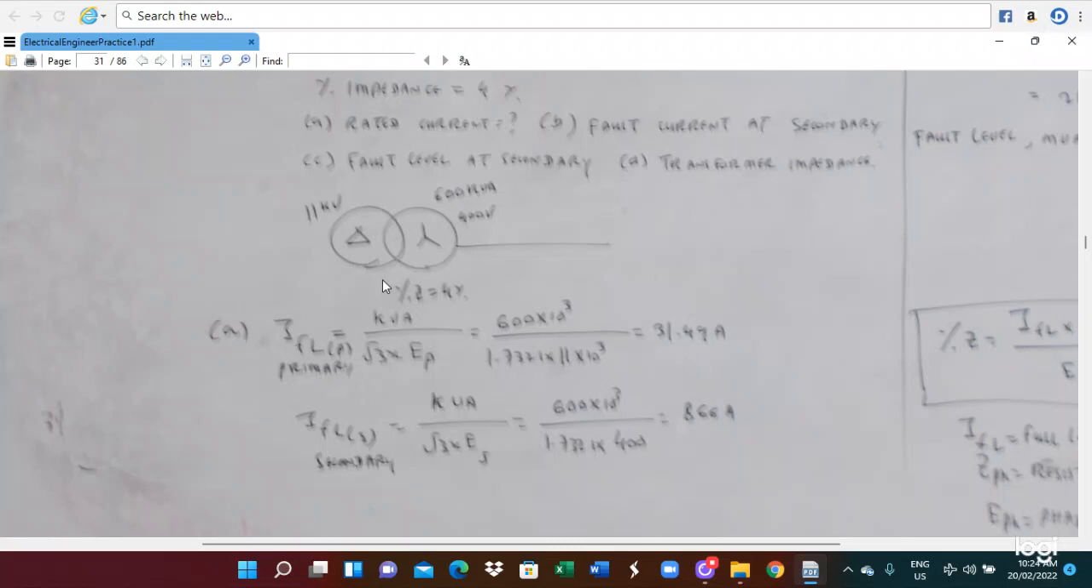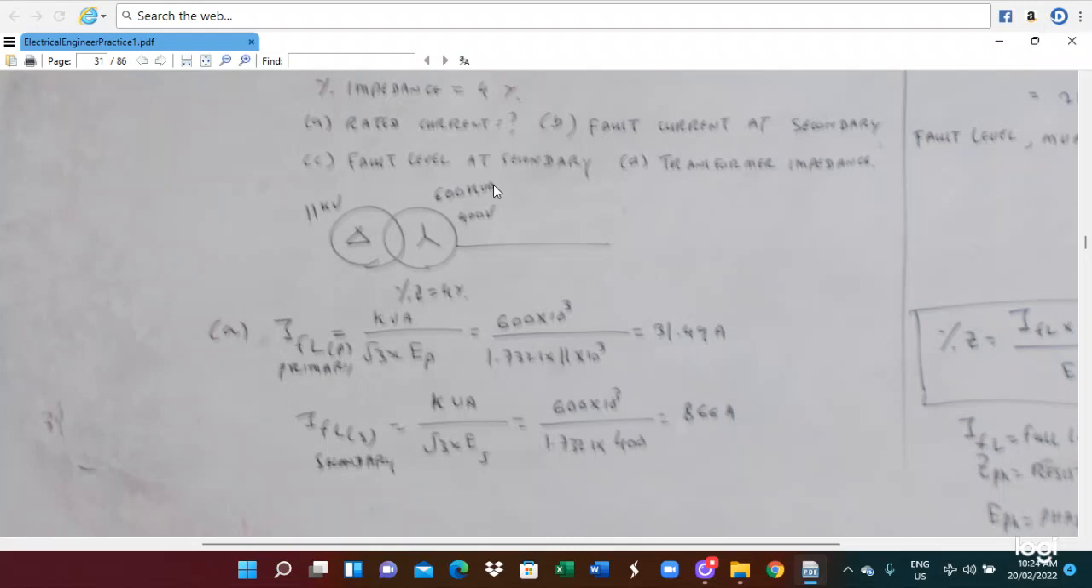The primary is a delta connection, the secondary is a star connection. 11 kV is the input and 400 volt is the secondary. In this case, our percentage impedance is given as 4%. So we have to calculate the normal primary full load current.